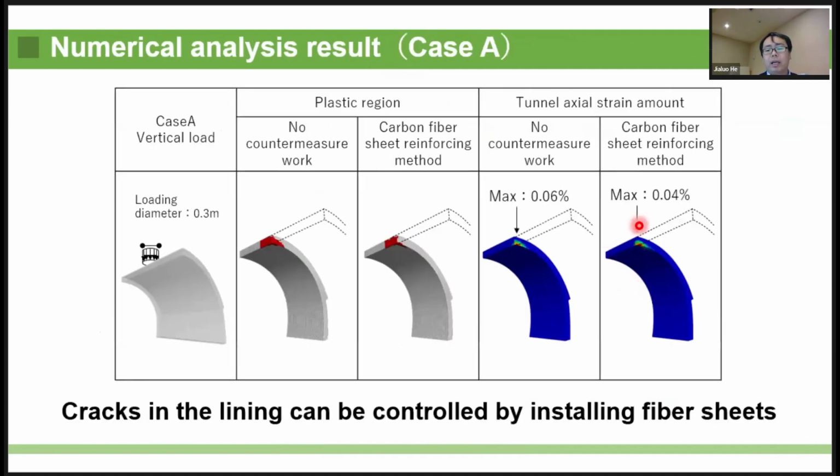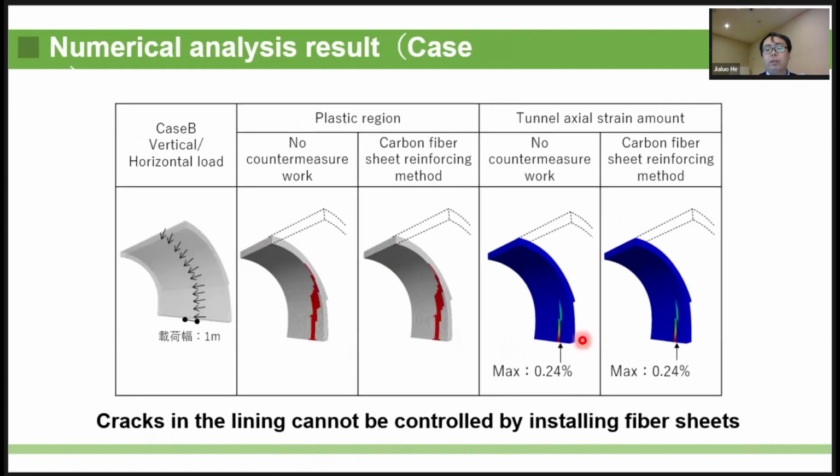This slide shows the effect of the carbon fiber sheet in case A. The plastic area of the lining concrete becomes smaller when the carbon fiber sheet is used as a countermeasure. The amount of strain also becomes smaller. In other words, cracks in the lining can be controlled by installing a fiber sheet.